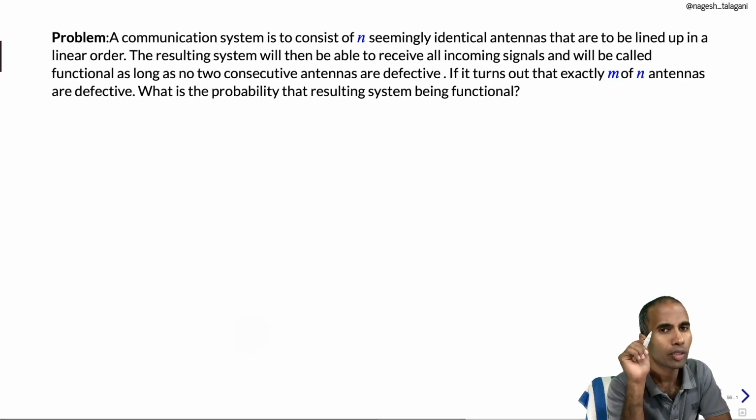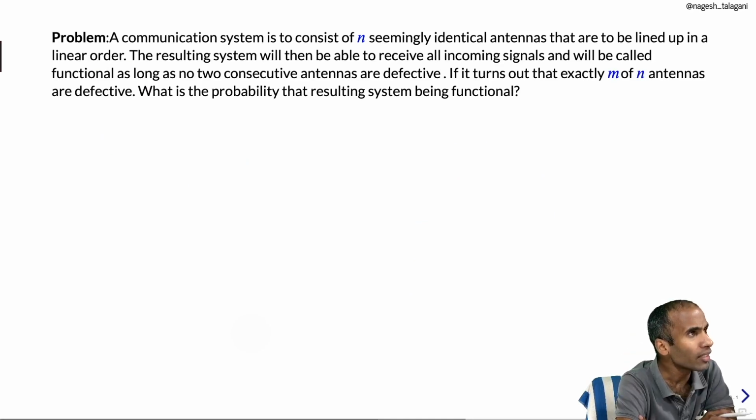Now let us get back to the problem that made us study combinatorics for probability. Here we go. A communication system is to consist of n seemingly identical antennas that are to be lined up in linear order. The resulting system will then be able to receive all incoming signals and will be called functional as long as no two consecutive antennas are defective. If it turns out that exactly m of n antennas are defective, what is the probability that the resulting system is functional?